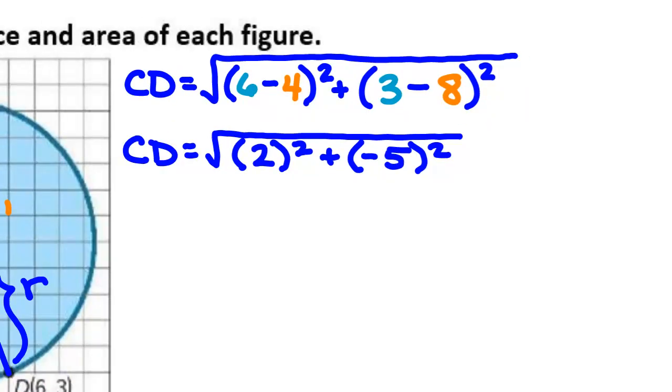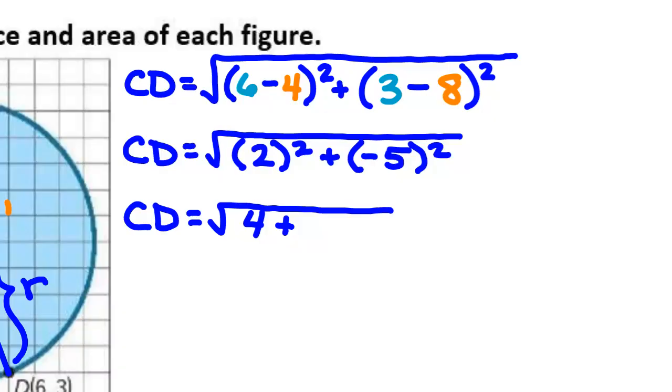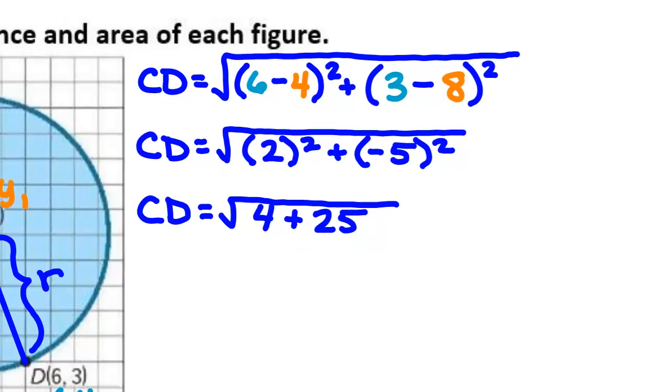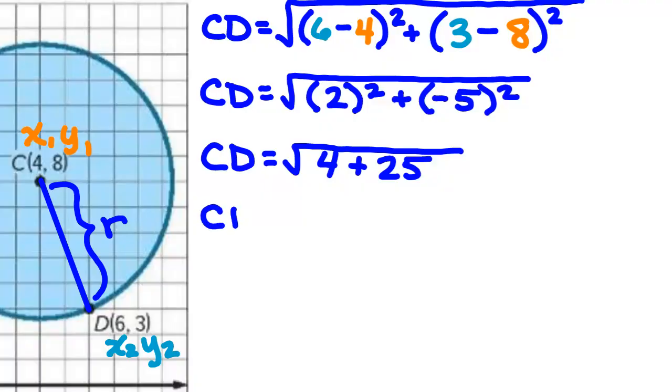Now, what happens when we take any type of number and we square it? We get what type of number in return? Always a positive. Remember, your calculator will lie to you about that if you don't use the parentheses on your calculator. You absolutely have to use the parentheses. 2 squared is 4. Negative 5 squared is 25. So I have 4 plus 25 that I'm going to add together. Underneath my radical, that gives me 29.